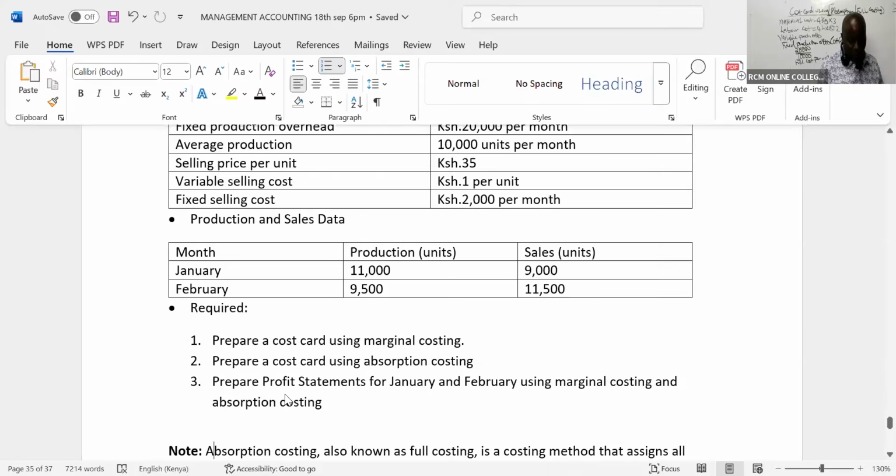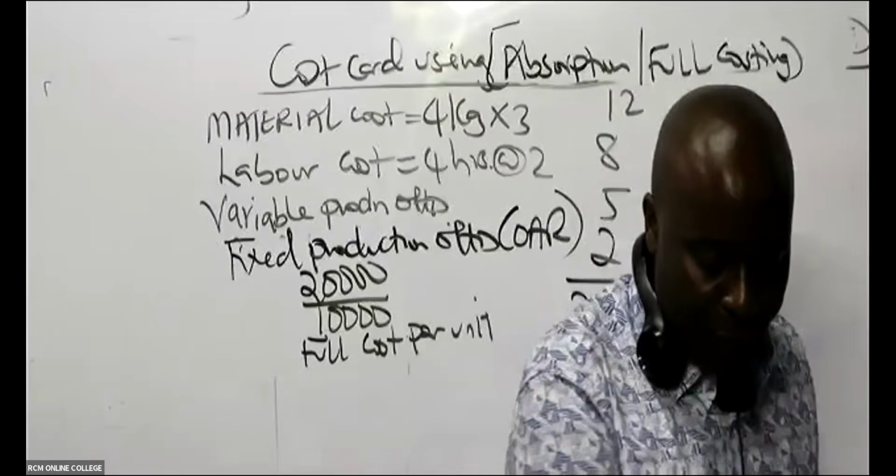Now, look at number 3 of this question. The moment we finish this number 3, we go home, where you guys laugh, isn't it? Prepare profit statements for January and February using marginal costing and what, somebody? Absorption costing. So I would want to prepare for both of them. So profit and loss statements.